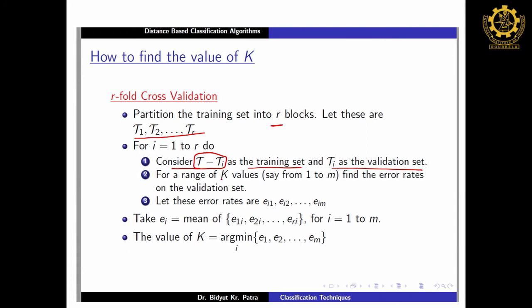Then, for a range of k values, as I said from 1 to m, find the error rates on the validation set. For each validation set you find the error rates, let these errors be Ei1, Ei2 to Eim. Then you take the mean of the errors for the different values of k, column wise, as I mentioned a few minutes before, and you take the value of k where the mean error is minimum, k equal to 1, k equal to 2, up to k equal to m.